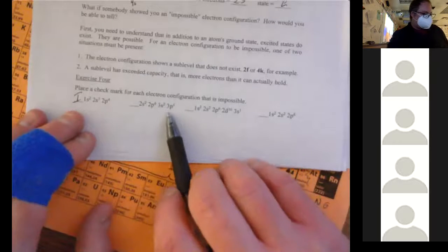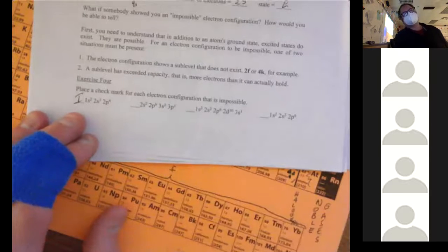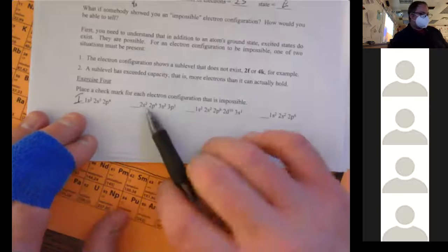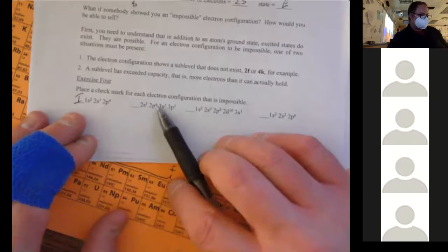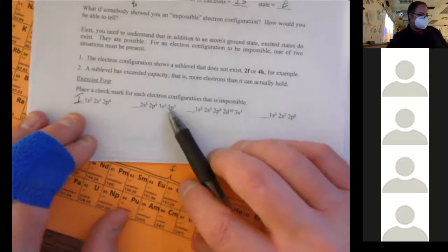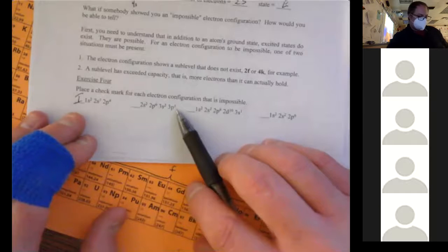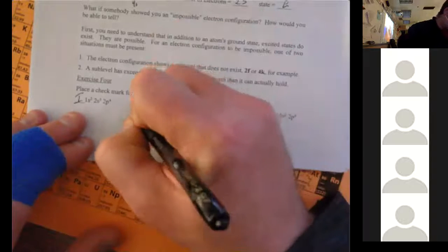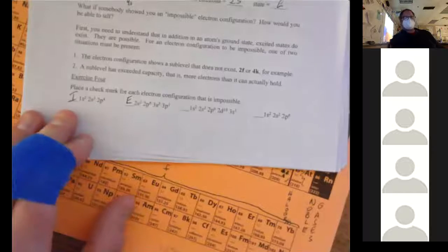2s2, 2p6, 3s2, 3p1. Is this possible? What are we normally used to seeing? We're used to seeing always 1s first. But that doesn't matter because that 2s can have 2, 2p can have 6, 3s can have 2, and 3p can have 1. This is possible. It's just that there's multiple electrons that are excited. So that's excited state electrons.